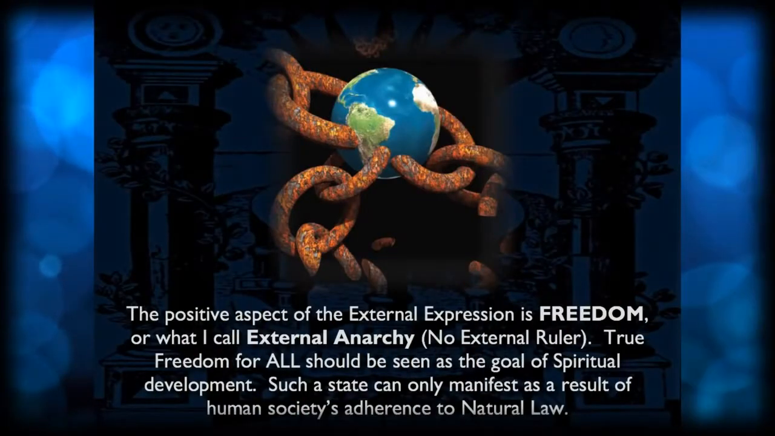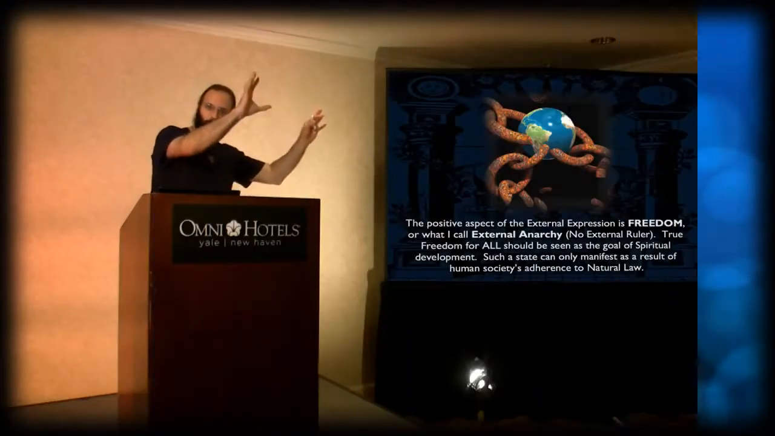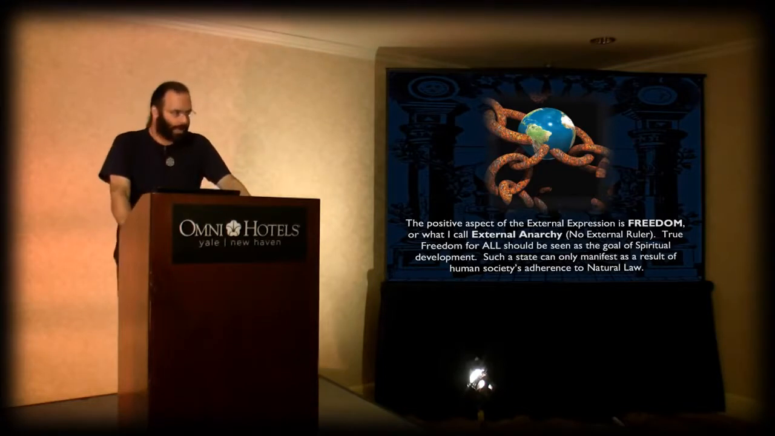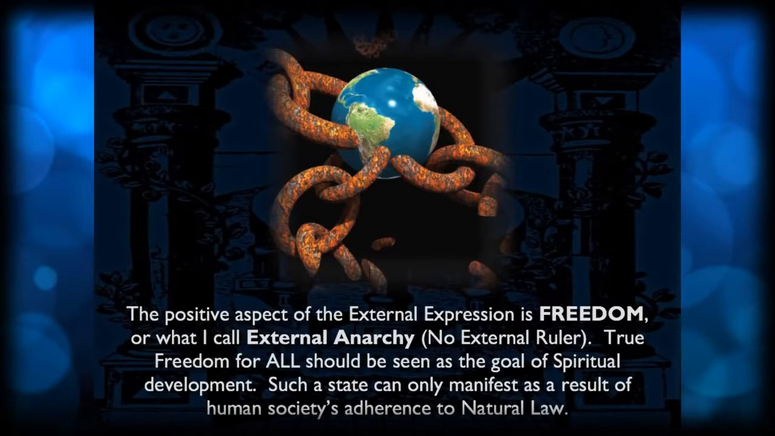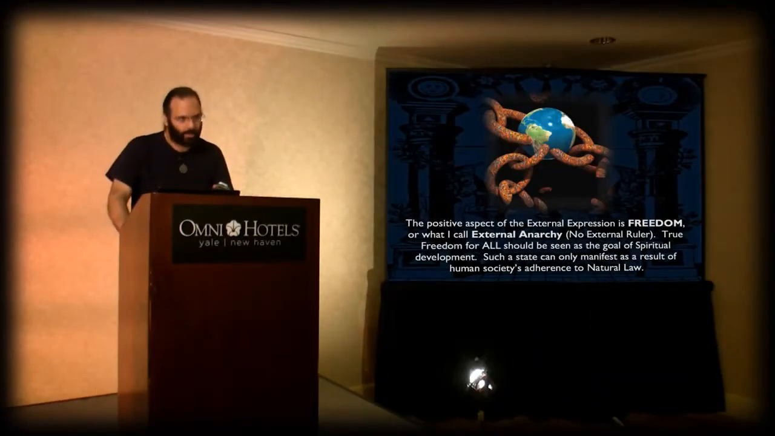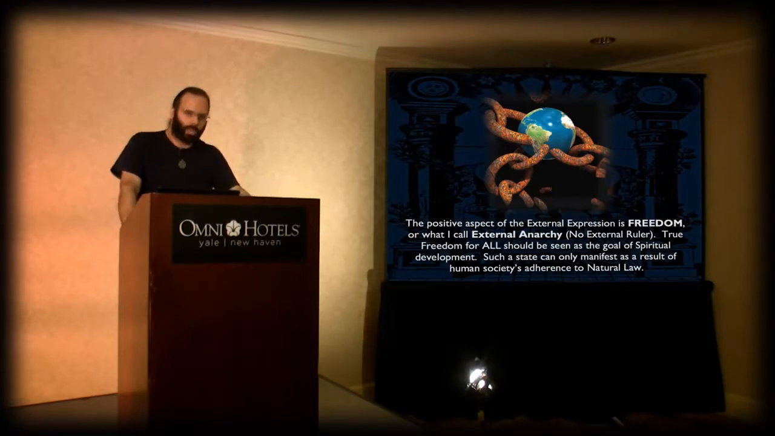So the positive aspect of the external expression is freedom, or what I call external anarchy, meaning externally there are no rulers. There is no condition of masters and slaves. Okay? So that's what anarchy actually means, the absence of slavery. That's what it really means. True freedom for all should be seen as the goal of spiritual development. Such a state can only manifest as a result of human society's adherence to natural law. Can only manifest. Not just will manifest. The only way it is possible for it to manifest is if we understand and adhere to natural law.